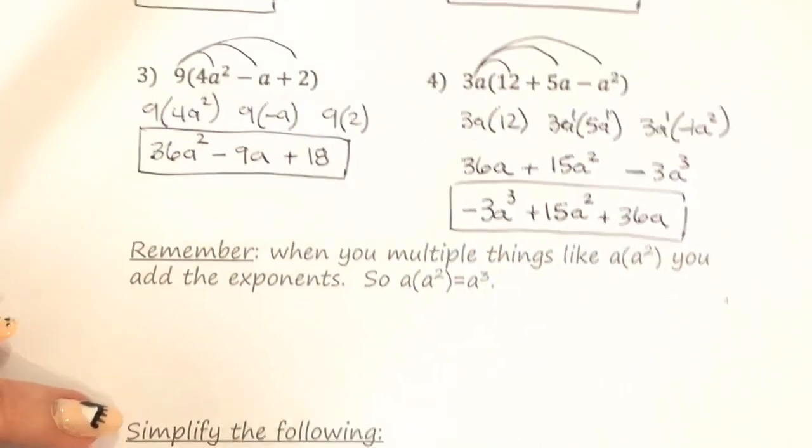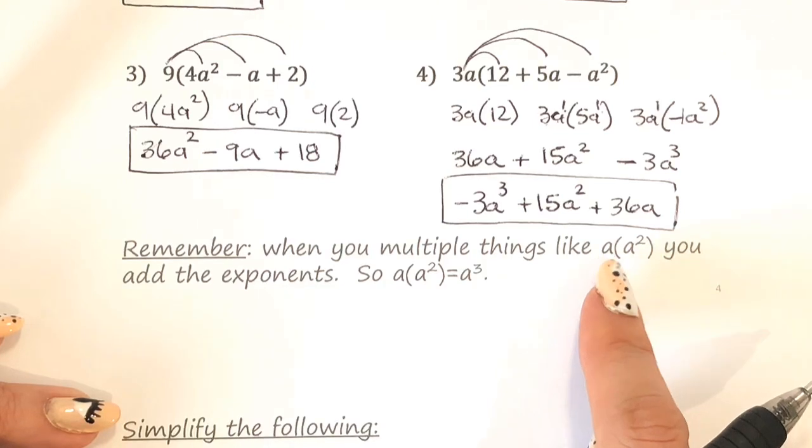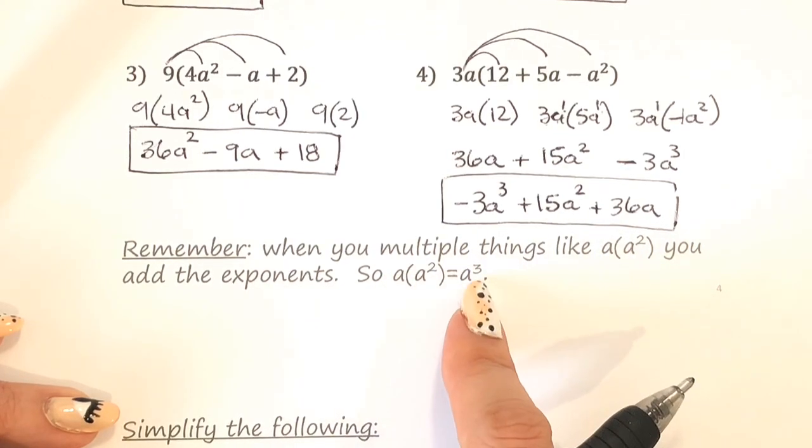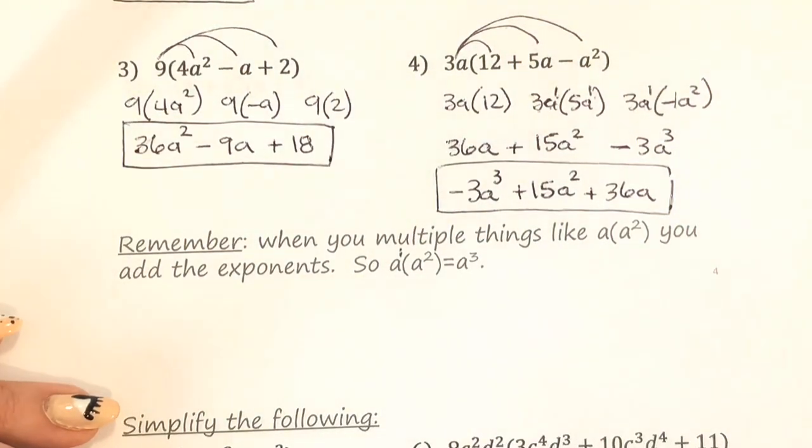So then just again another note, remember when you're multiplying your variables that you add the exponents. So a times a squared would be a cubed. And we don't write the power of 1s, but they're there.